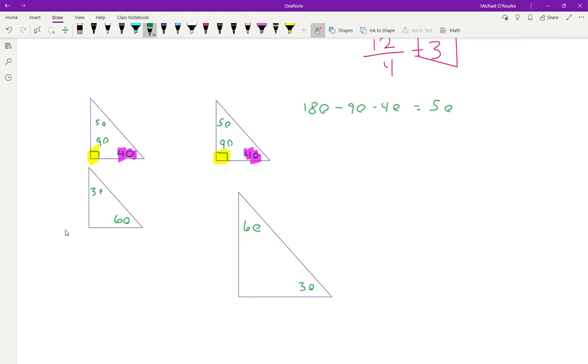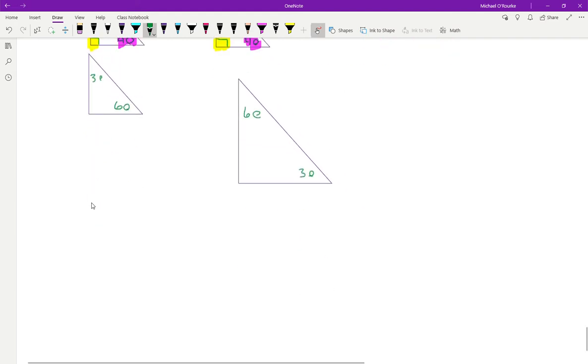Okay, are these two similar? Yes or no? Why? Because they have the same numbers of... yeah. No, good. Two angles are the same. If two angles are the same, the third one's automatically going to be the same. Okay? So as long as two angles are the same. What if I drew this?